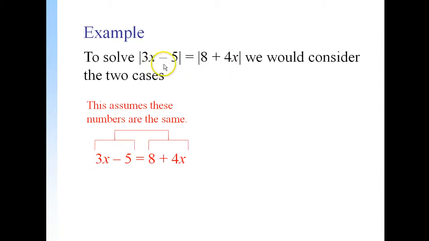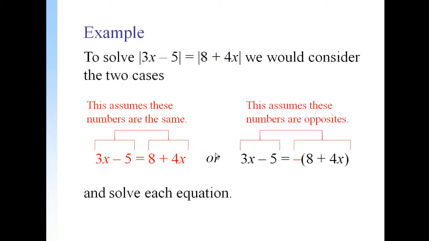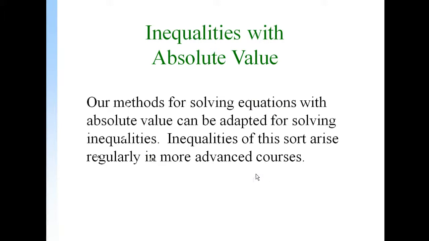So again, this equals that. We've just removed the absolute signs. Or we remove the absolute signs from both. They're putting a parenthesis, which is a good idea, around the second set of terms and a negative in front of that. So this will be a negative 8 and a negative 4x, as we said. Then we solve each equation.